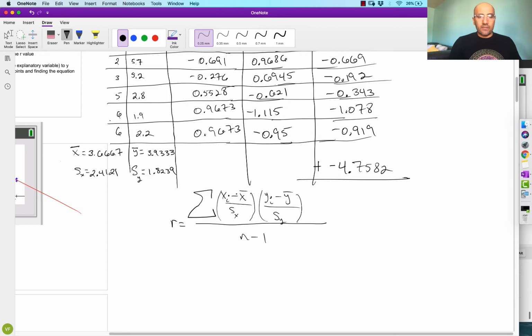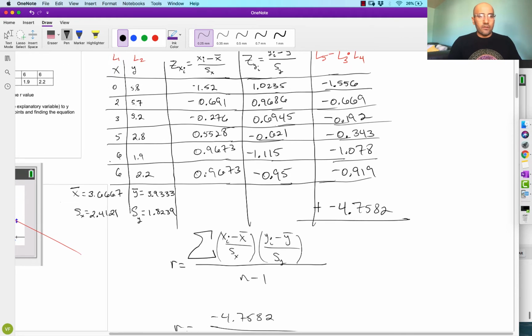These are all the values on my list 3. These are all the values on list 4. I multiply them. Those are the values on list 5. And we found the summation. So far we have that R is equal to negative 4.7582 divided by n minus 1. And n minus 1, in our case, how many values are there? So that's what these are. There's 1, 2, 3, 4, 5, 6. So for us, n equals 6.